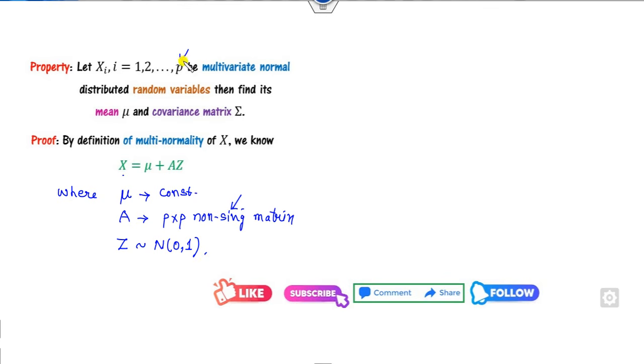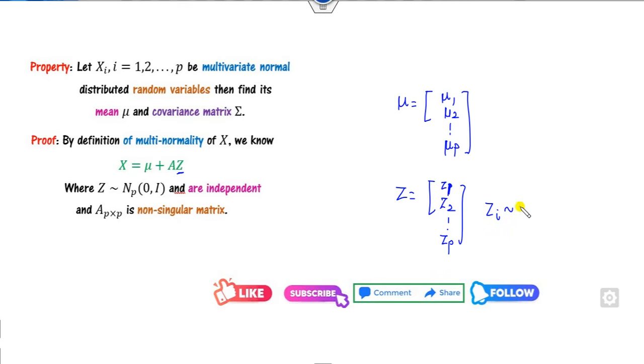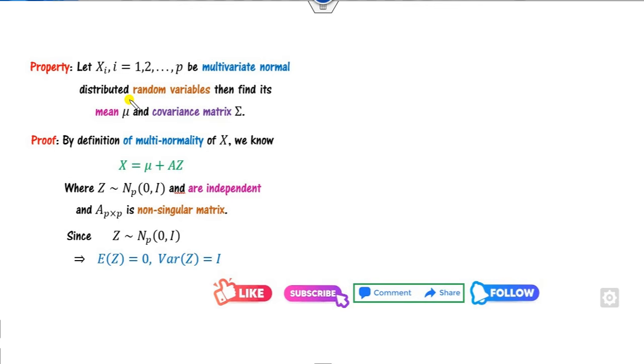So if it has P dimensions, then mu is a P vector, mu1, mu2 up to mu P. Similarly, Z is Z1, Z2 up to ZP, where each Zi follows a normal distribution 0, 1, and mu is my mean. Now what is your target? According to the statement, you have to find the mean of x and the covariance of x. This is your target.